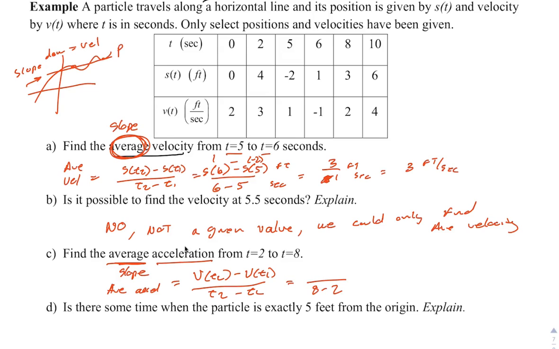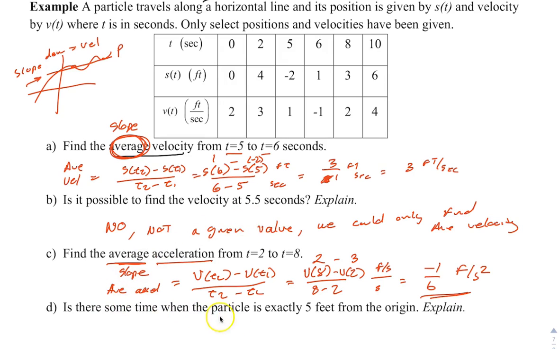So 8 minus 2, v of 8 minus v of 2. V of 8, here's my v, is 2, v of 2 is 3. Don't forget our unit. Notice how velocity is a rate, so it's feet per second, over my time, which is also seconds. This is how we're going to get negative 1 over 6 feet per second squared. So between 2 and 8, we're actually decreasing our velocity, right? It's a negative acceleration, so we're actually going down in velocity.